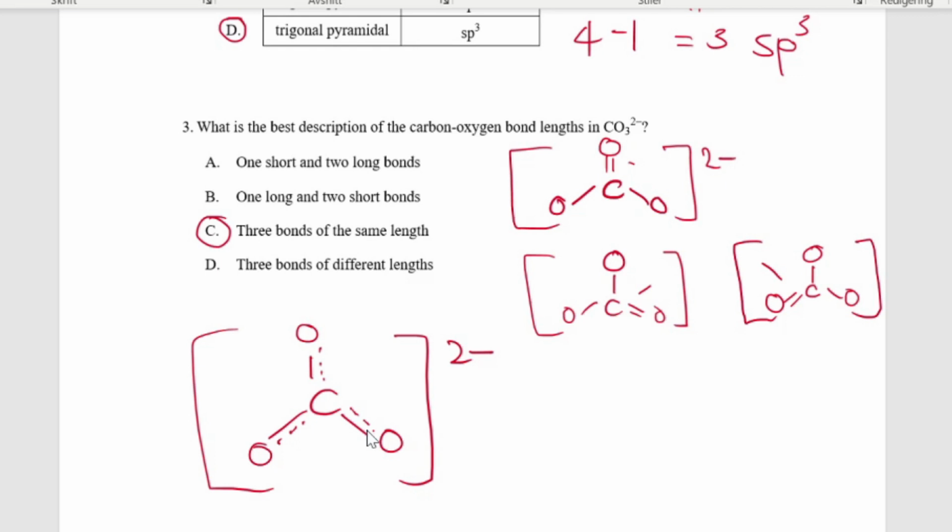Since carbonate can show resonance, if we draw the resonance hybridized structure of carbonate, it shows that all oxygens have the same bond length.